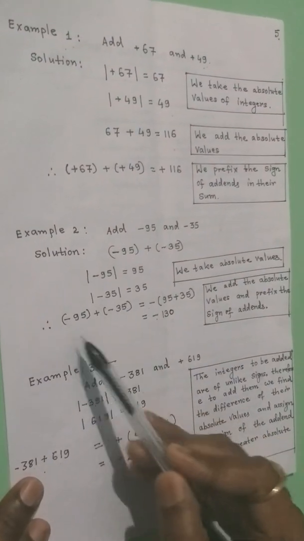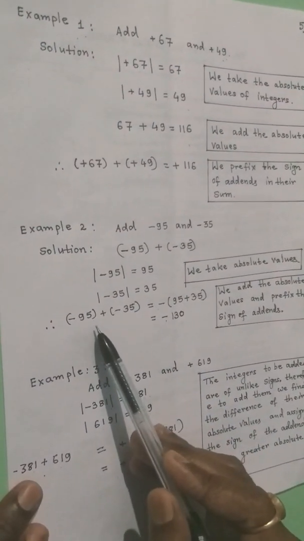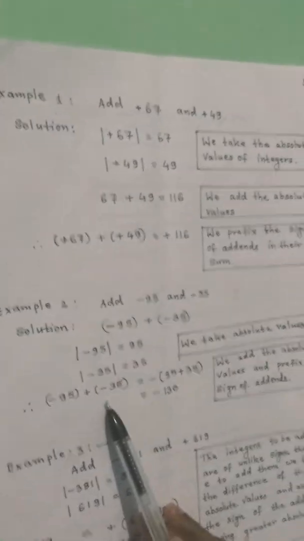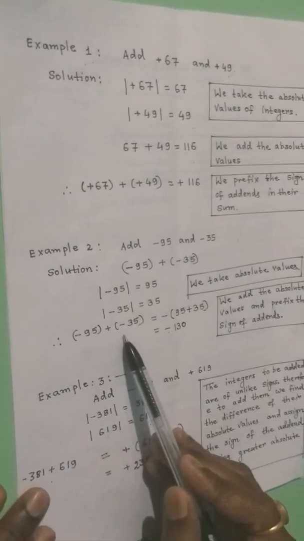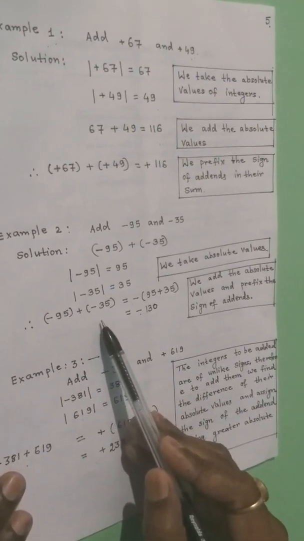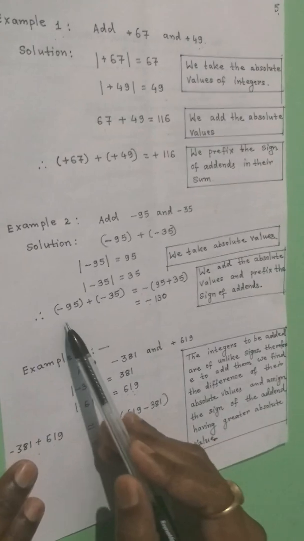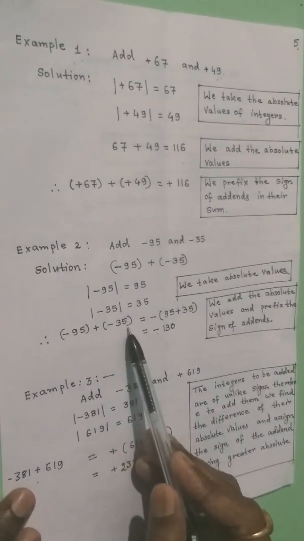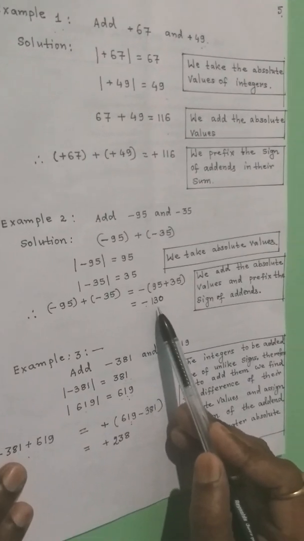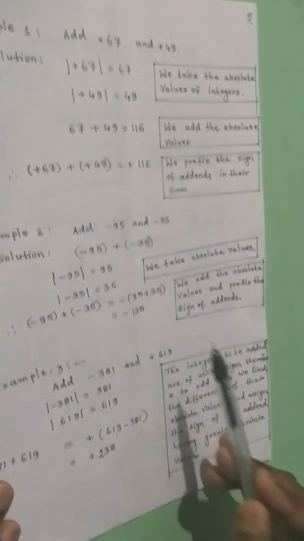In this case, we find that both the integers have the same sign, that is the negative sign. So we add the absolute values and prefix the sign of the addends. Therefore, minus 95 plus negative 35 is equal to minus 130.